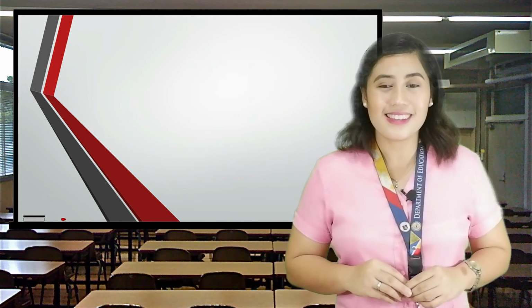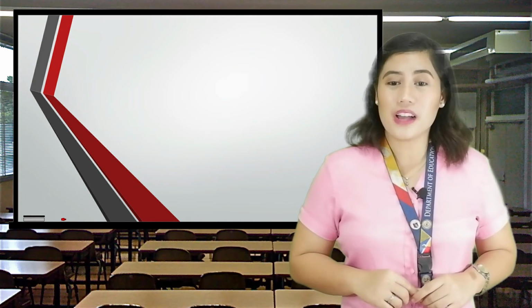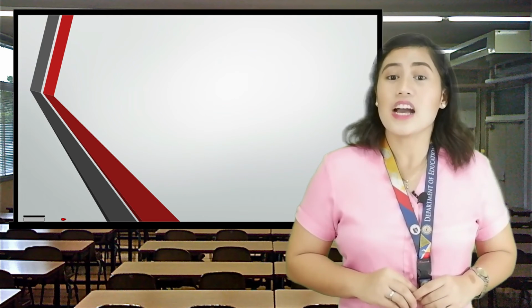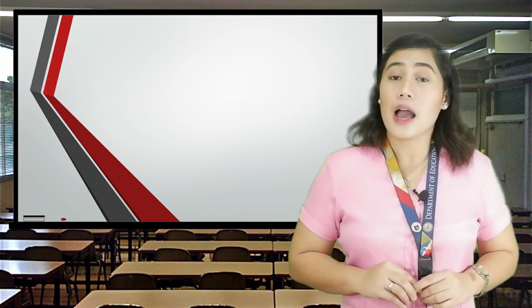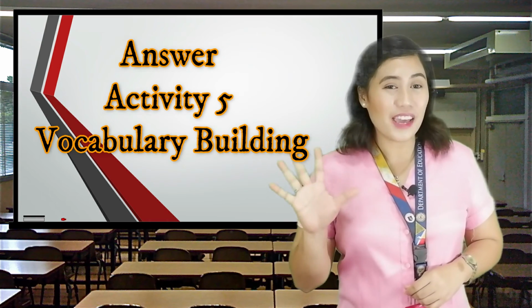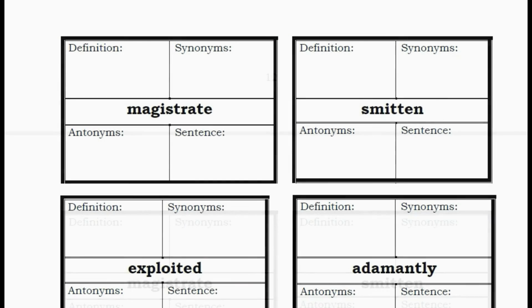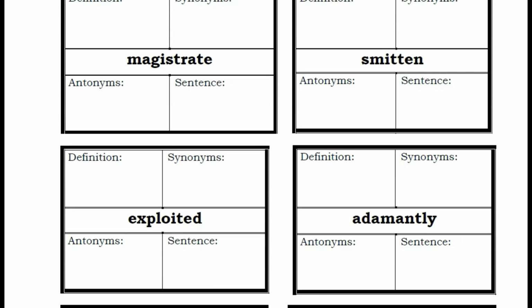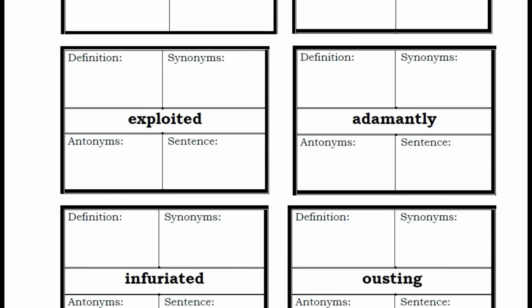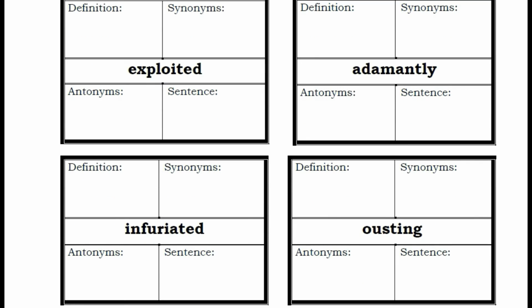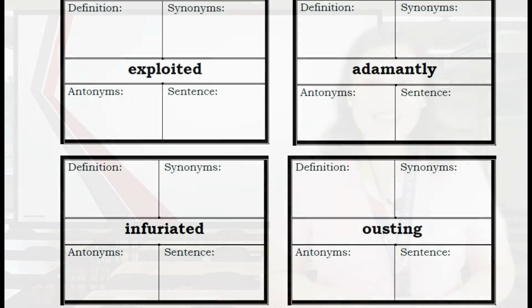Now, you have refreshed your knowledge about the literary elements. I'm sure you are now ready to answer another activity or activities that would solidify your understanding about the matter. Have fun! You are now ready to answer Activity 5, Vocabulary Building. Answer the word chart. Give the definition of the bold word. Then, give example of words with similar meaning or synonyms, and words that have opposite meaning or antonyms. Finally, use the word in a sentence. Write in the space provided.